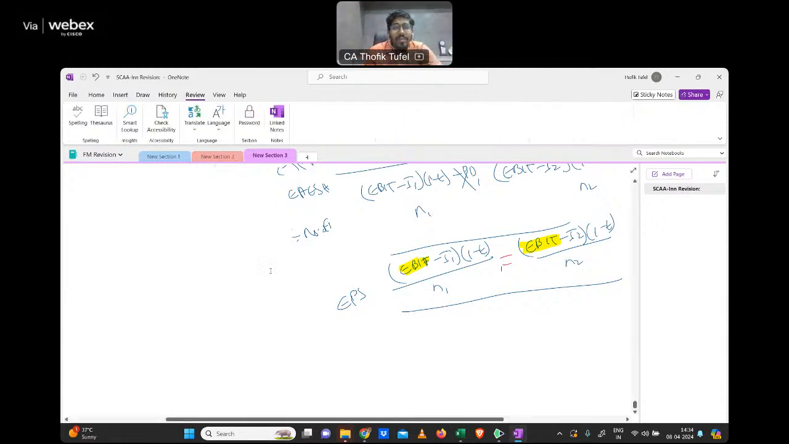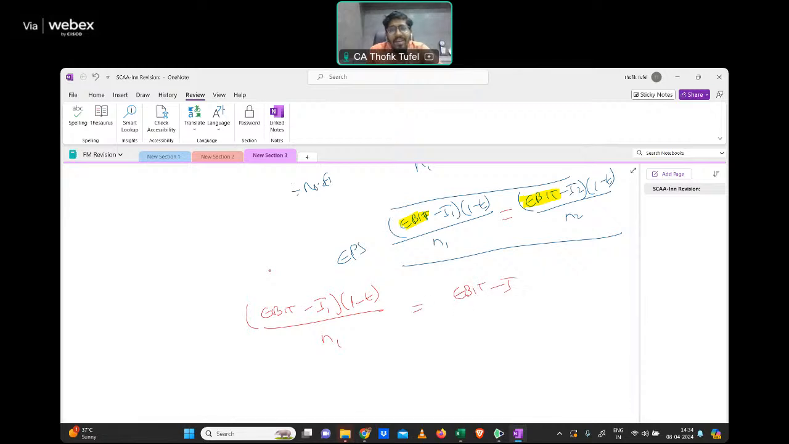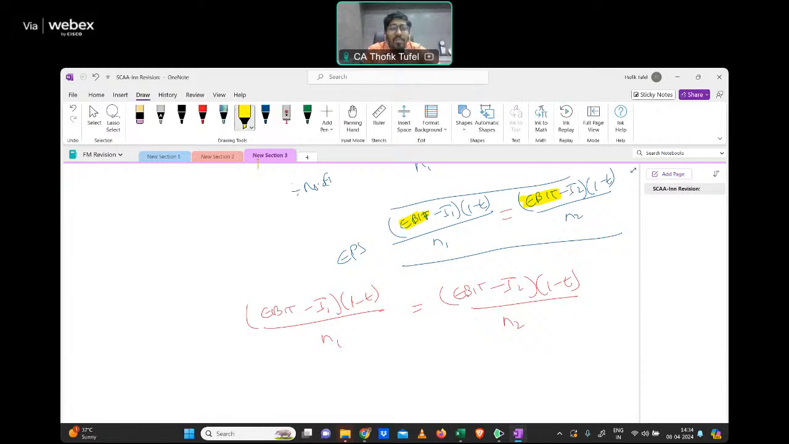Now you get an equation: EBIT minus I1 into 1 minus T divided by N1 is equal to EBIT minus I2 into 1 minus T divided by N2. Here EBIT is the unknown value, and you have all the other values. You equate them and you get the EBIT. So your answer will be the EBIT.